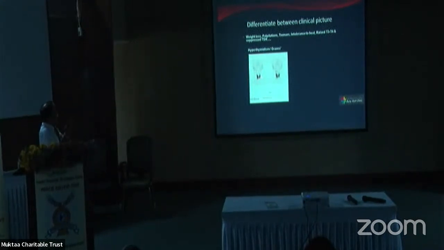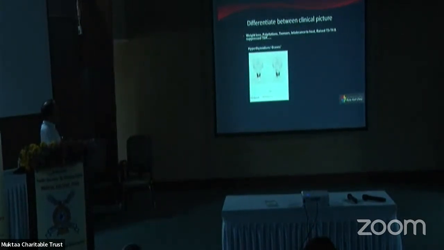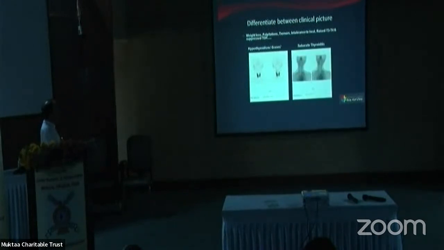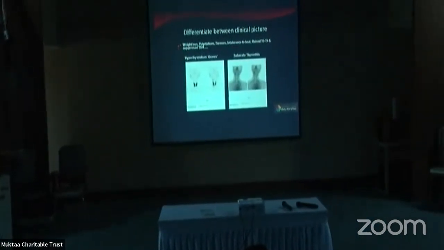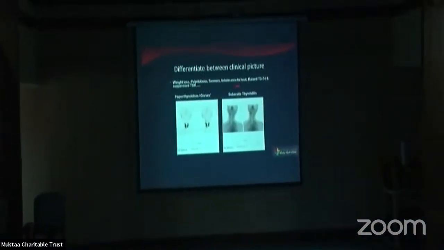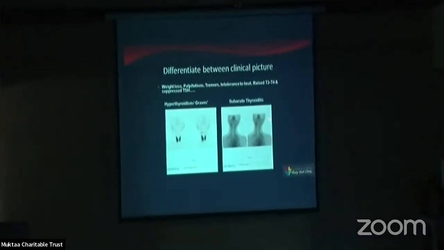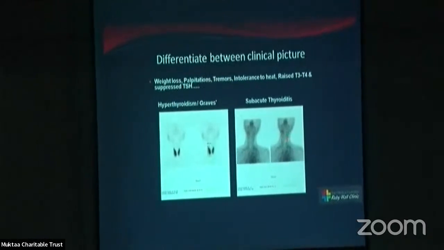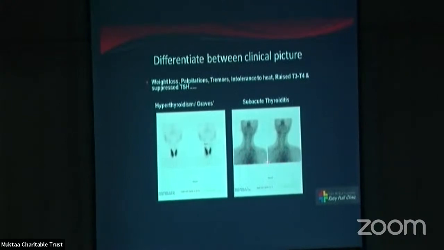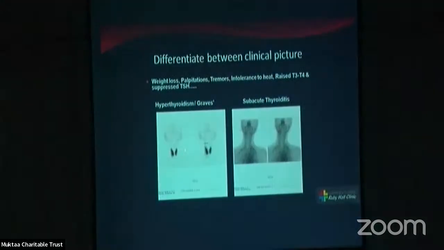Very good. So we have increased size of the gland and increased uptake. It will look like hyperthyroidism, but we have another condition, subacute thyroiditis, where the clinical picture remains the same: weight loss, palpitations, tremors, and low TSH. The picture can look like this. There is no thyroid gland seen. See, there is no uptake here. Whatever we have injected has not gone into the thyroid gland, and this is subacute thyroiditis.